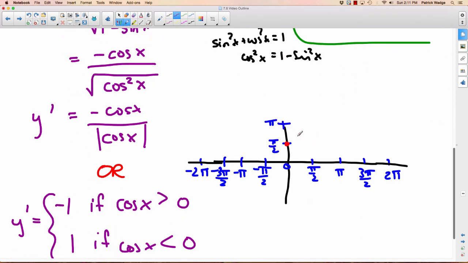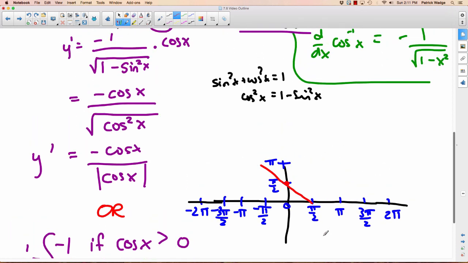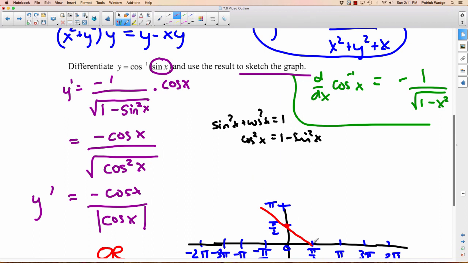I'll put our point right here. Now, pi over 2 is 90. In between 0 and 90, cosine is positive. And actually, even between negative pi over 2 and 0, it's also positive, right? That's the fourth quadrant. And cosine is positive in the fourth quadrant. It says here, if cosine is positive, the derivative, or the slope, is negative 1. So from here to here, we just want to draw a slope of negative 1, which is like a 45-degree angle. Now, we could check this if you want, but I'm asserting that if we put pi over 2 into our x, we're going to get 0 as the answer.